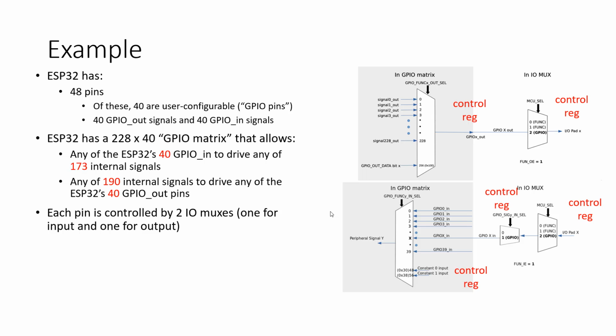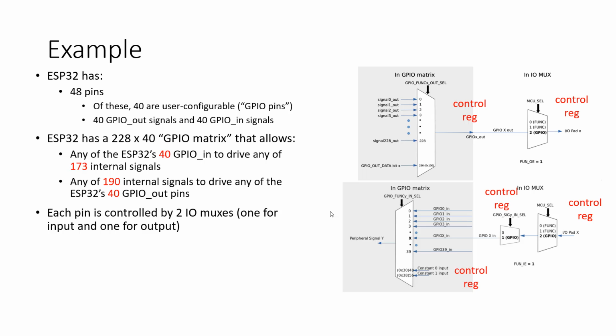And there's 173 signals that can be brought in, right? That's done through something called the GPIO matrix, which is really just a mux. The reason they call it a matrix is that there's one of these muxes for every one of the pins. Actually, there's two of them. There's one mux for the outputs and a demux for the inputs, right? So that's why it's a matrix: you've got 40 of these.